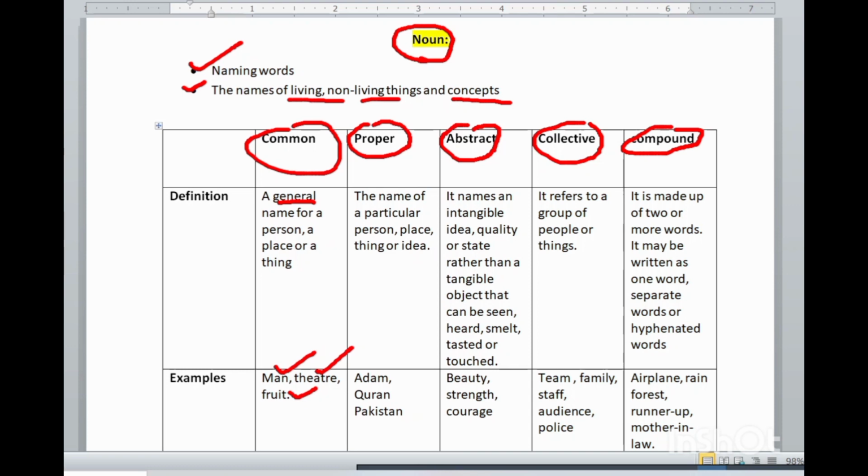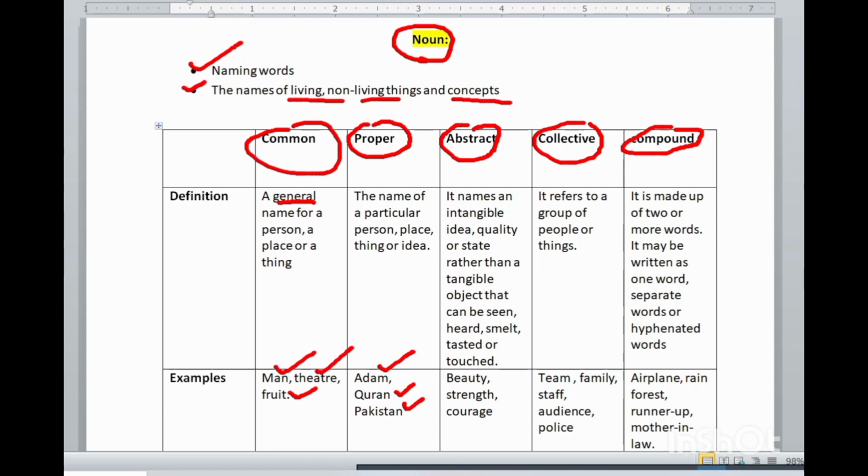Okay, now proper noun. What is a proper noun? A proper noun is actually a noun that is specific. We have already said that. A particular noun like Adam, we can say, is a proper noun. The Holy Quran is a proper noun, and we can say Pakistan, the name of a place, is our proper noun.